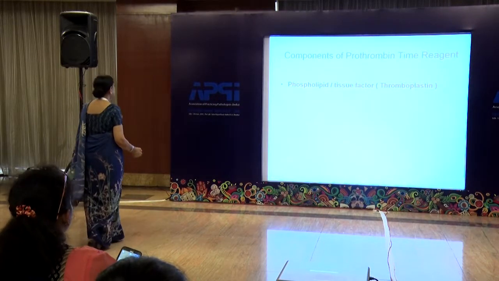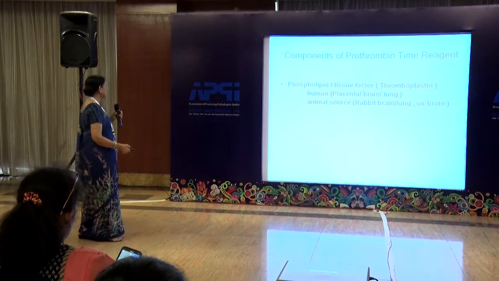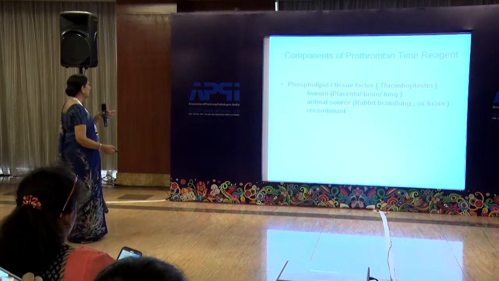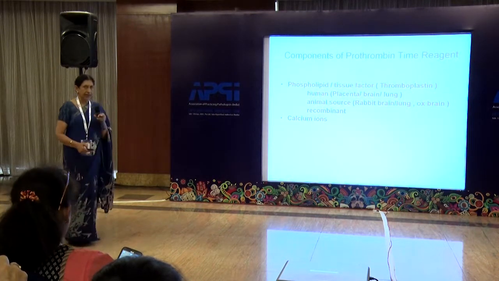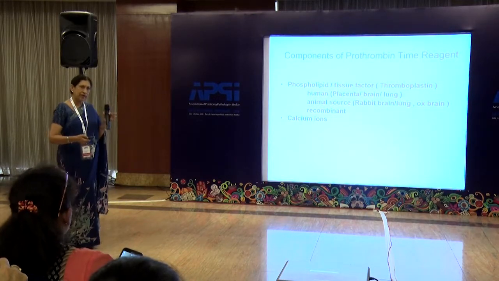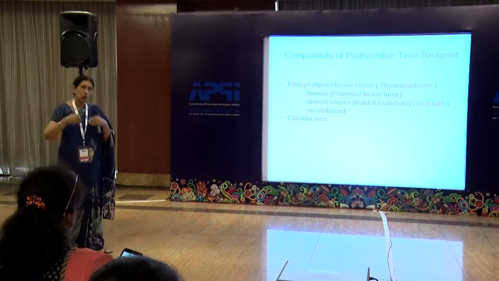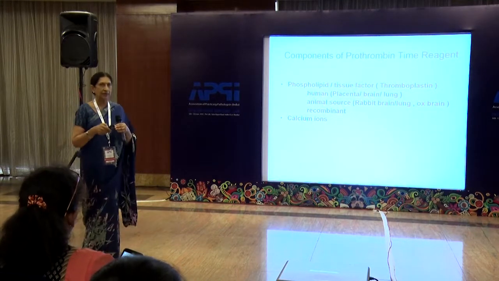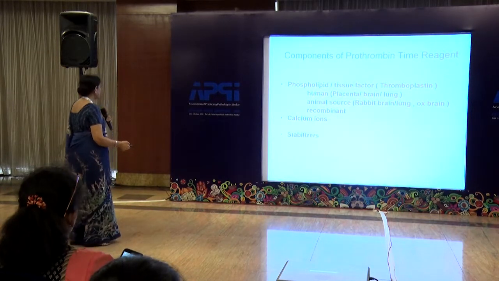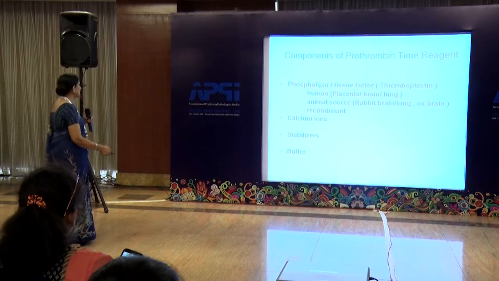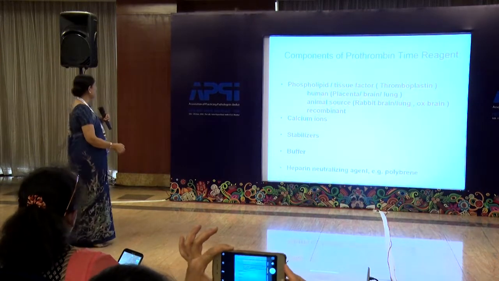Components of the thromboplastin reagent, as I said, are these. And how are they sourced? They can be human, placenta, brain, lung, animal source, rabbit lung or ox brain, and recombinant. All thromboplastins are available in the market. So it depends on what you are going to standardize your tests on in your lab. I'll come to this again because this is a very important factor. Then there are calcium ions and stabilizers. So that is what forms your reagent for prothrombin time.